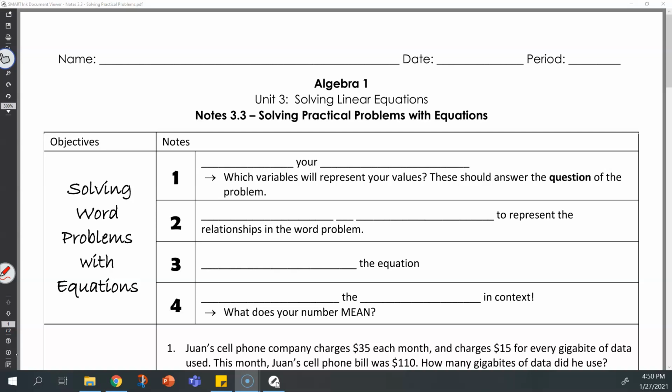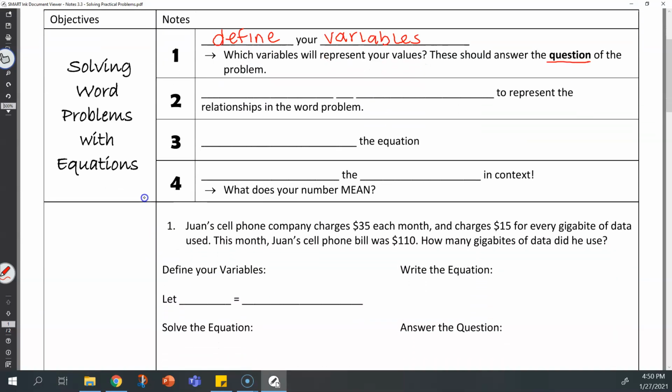So the first thing I want to do when I'm addressing a word problem is define my variables. And all that means is to tell me what variables you're going to be using and what those variables are going to represent in your equation. Essentially, this is going to answer the question of the problem. So let's look at our first example.